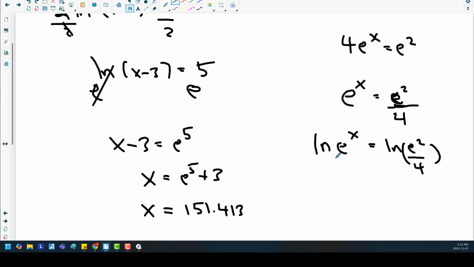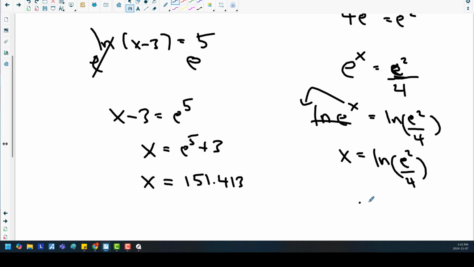If I take the ln of both sides, remember the x goes in front, this cancels out. x is equal to ln of e squared over 4. And you can just do that in your calculator. Let's plug it in. Remember to do the inside first, so do e squared divided by 4 and then take the ln of that value. And if you do it correctly, you should get an answer of 0.614. That's it.